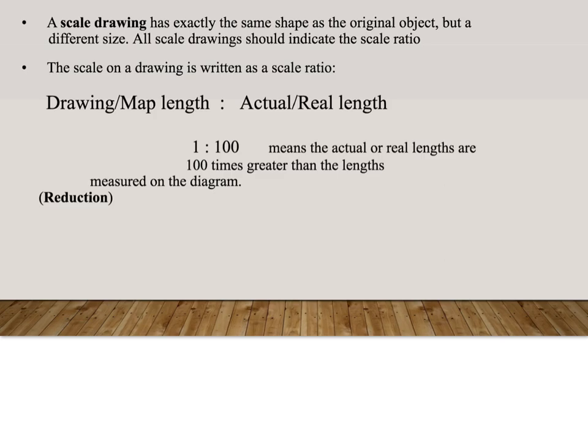If I read this 1 to 100, it means it's the map length to the actual length, which means that the actual length is 100 times greater than the measured length on the diagram. And this therefore is a reduction, because the actual thing is 100 times bigger than my diagram or my map.